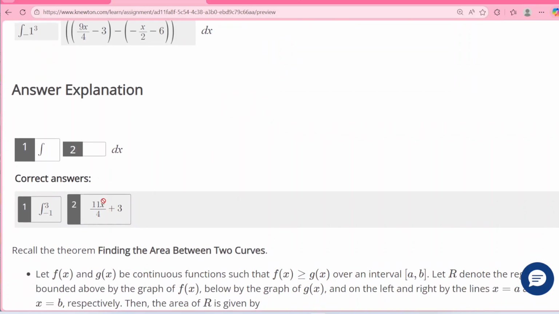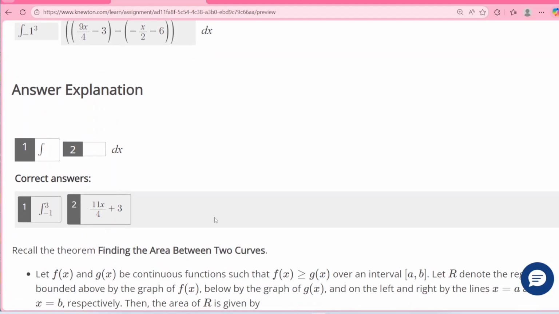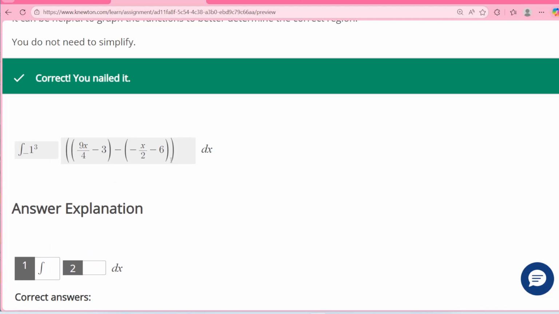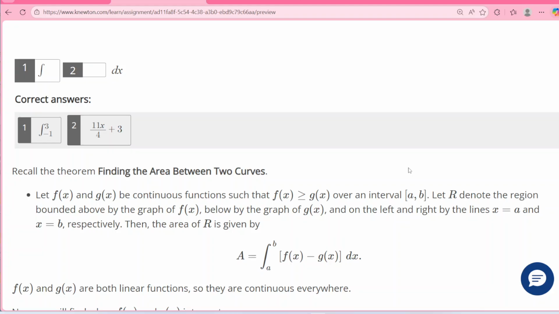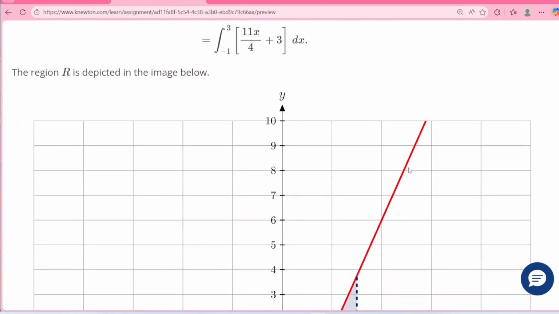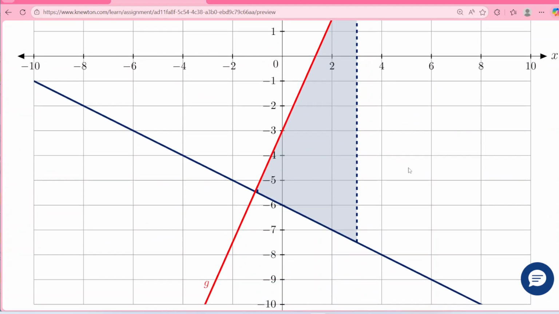And that should be good, as long as you have top minus bottom. Great. So they actually simplified the expression, right? They actually subtracted these and put them together, get 11x over 4 plus 3. But as long as what you type in is equivalent to what they have, right? So all I needed there was the limits and what's the curve on top minus the curve on bottom. So I'm going to draw a picture of it here. All right, so this one is a triangle, not even a trapezoid.